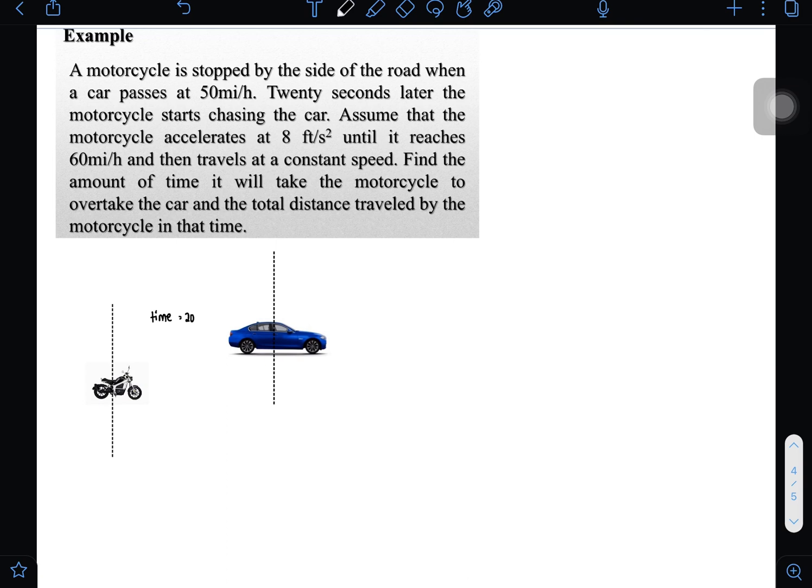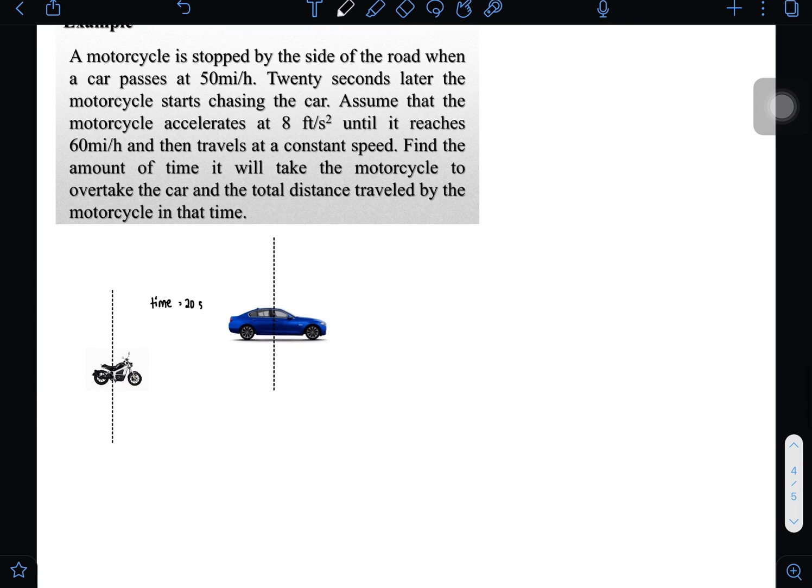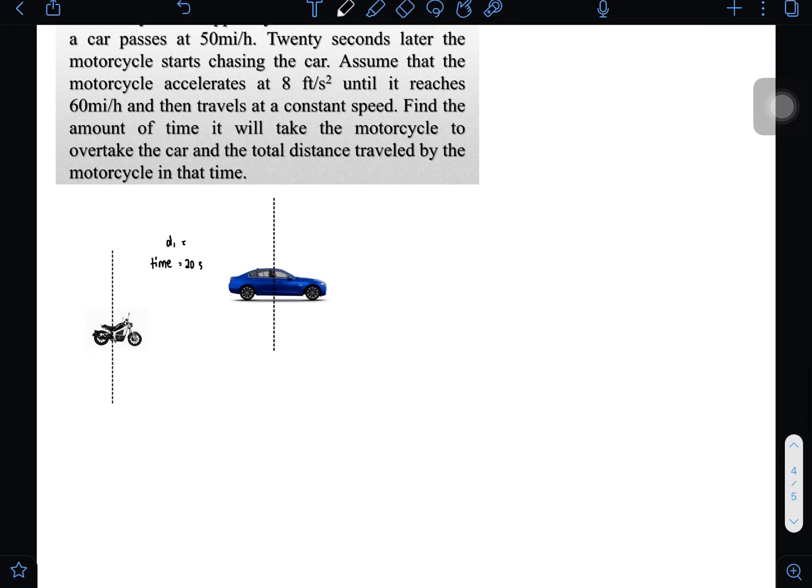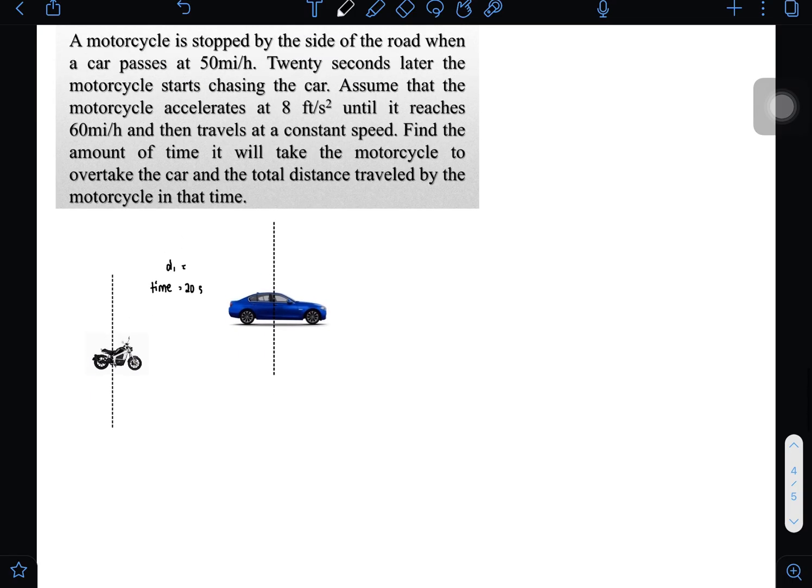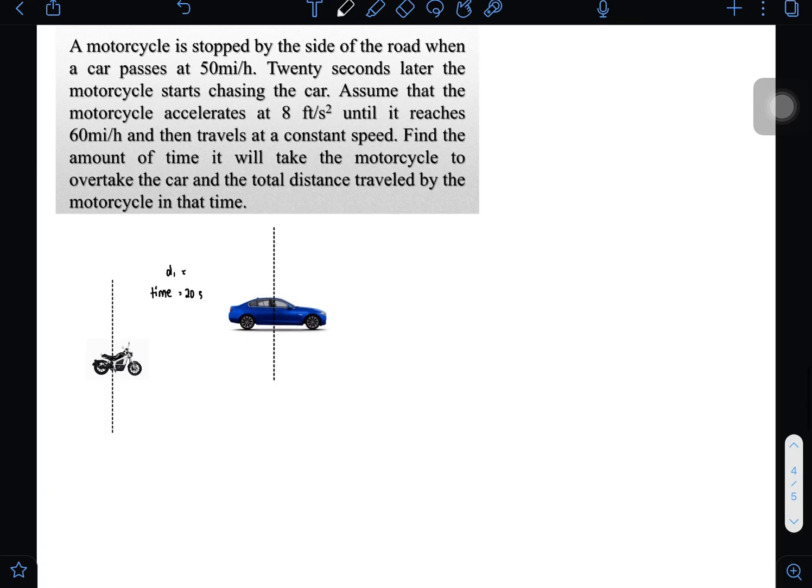So as soon as it reaches 20 seconds, meaning to say the car has traveled a certain distance from this point to this point. So let's call that distance d1. So as soon as it has traveled distance d1, this motorcycle starts chasing the car. Okay, so let us try to get the distance traveled after 20 seconds by the car.